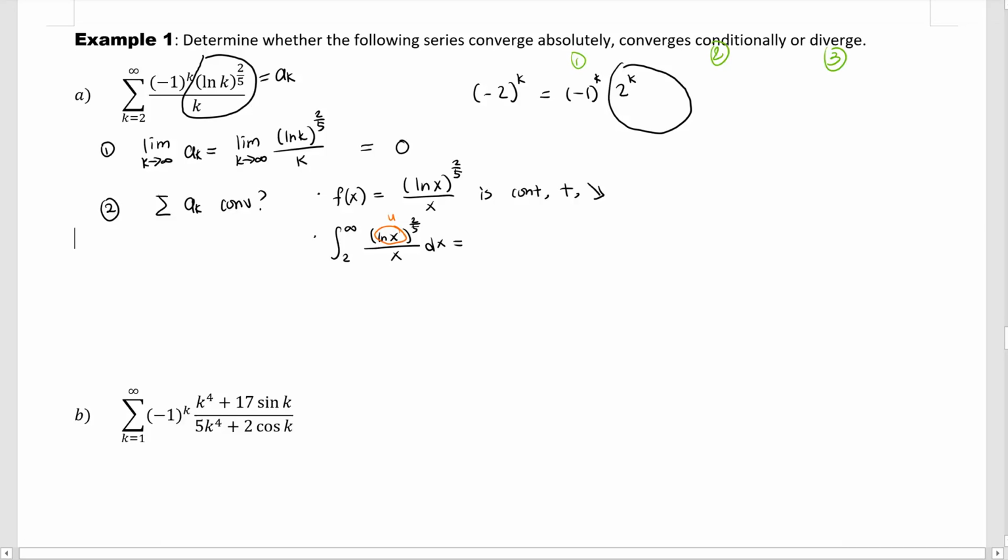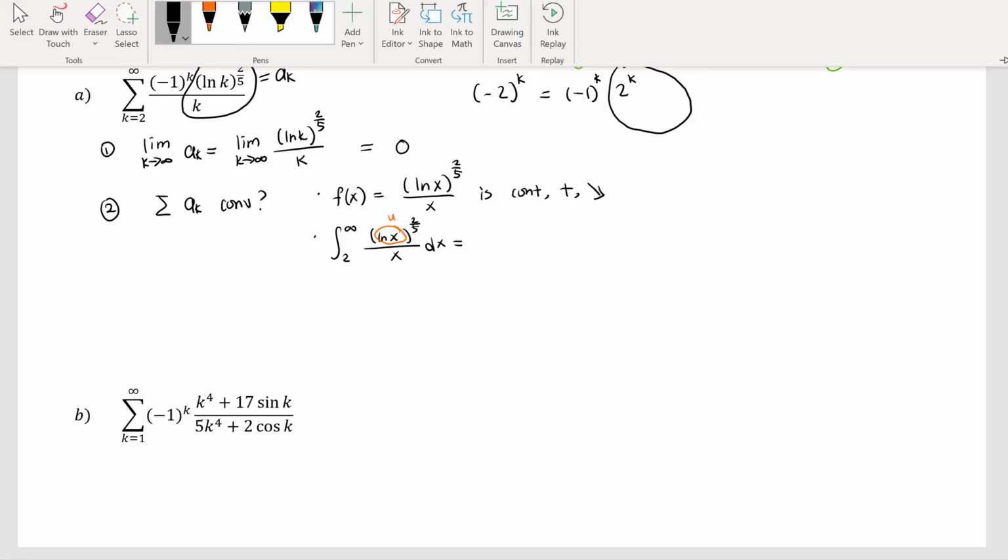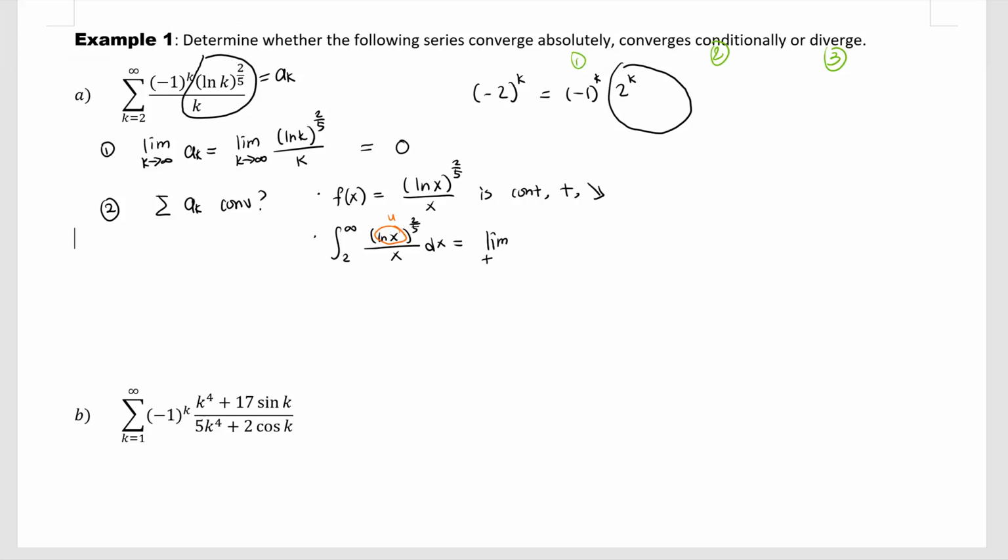This is an improper integral, so we replace infinity by t. Now we have the integral of u to the 2/5 du. The integral of u to the 2/5: we add 1 to the exponent, and u is ln of x. Adding 1 becomes 7/5, so divided by 7, multiplied by 5. Now evaluate from 2 to t.